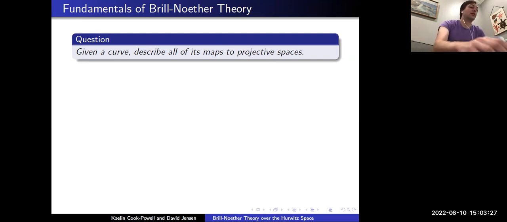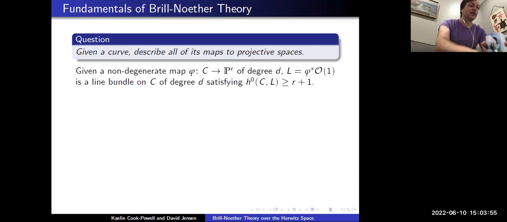If you were a 19th century algebraic geometer, you would think of a curve as coming equipped with an embedding in projective space. That would be part of the data of an algebraic curve. But in modern times, we think of a curve as an abstract object, and it makes sense to ask, what are all of the different ways you could embed it in projective space, or what are all the different ways that you can map it to projective space?